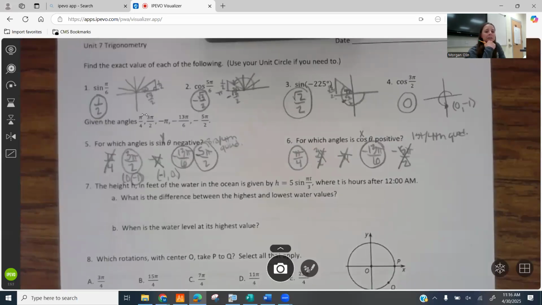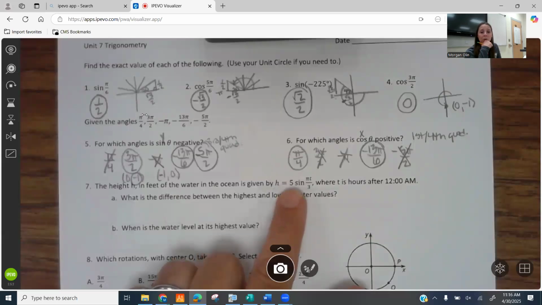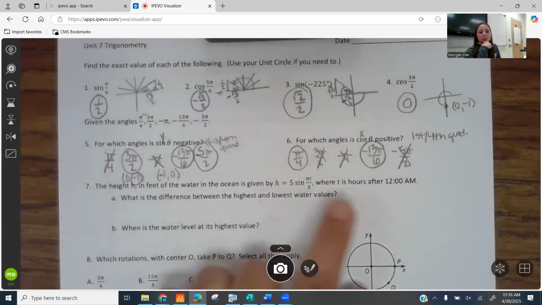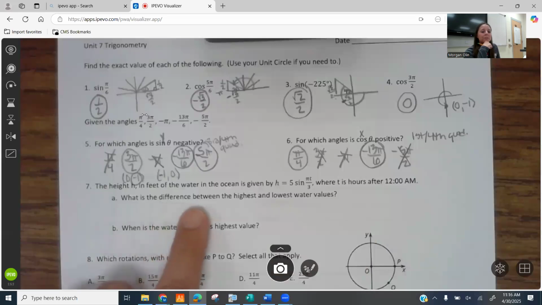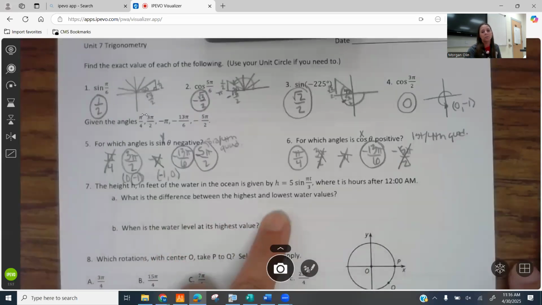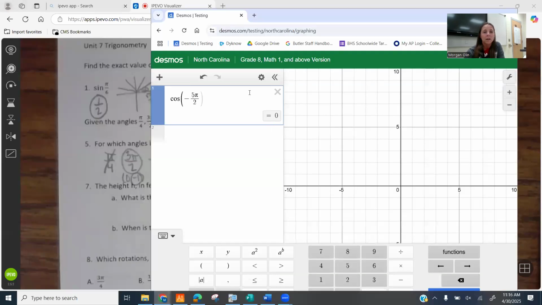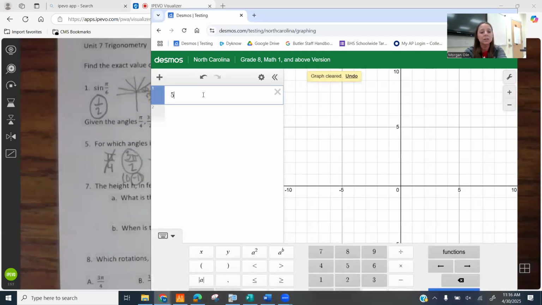The height in feet of the water in the ocean is given by, so they wrote the function for us, where t is hours after 12 a.m. What is the difference between the highest and lowest water values? My suggestion is go graph this. Okay, so you can graph this right here. You may actually know some things about it as well.